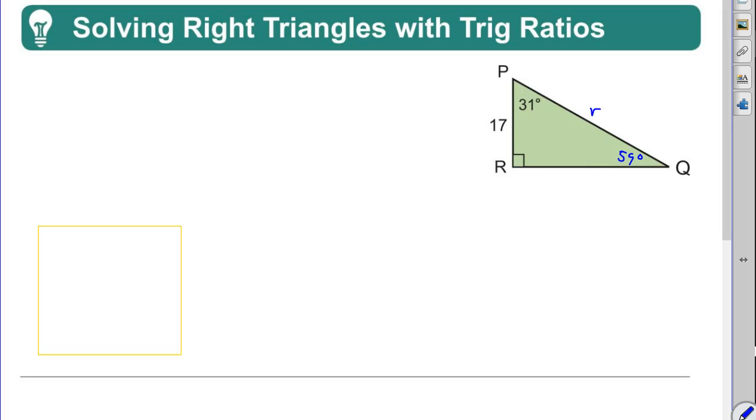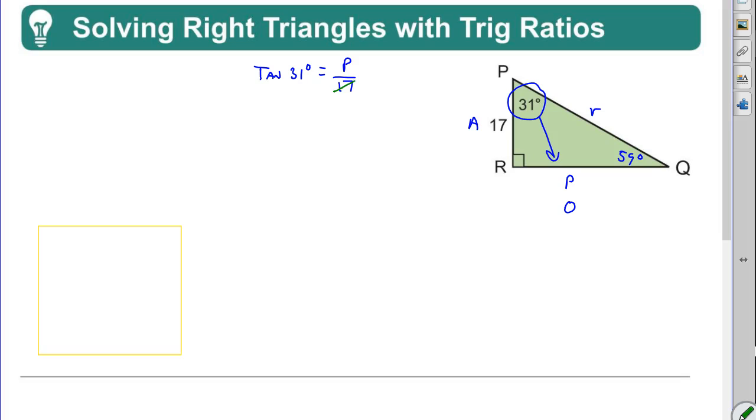I'm going to call this side R, because it's across from angle R, and that side P, because it's across from angle P. Now it's simply a choice of which one I want to solve for first. Let me do P first. I want to use the 31-degree angle because they gave it to me. P is the opposite of that 31, and the 17 is the adjacent, and therefore I'm going to choose the tangent. So the tangent of 31 degrees equals the opposite P over the adjacent 17.